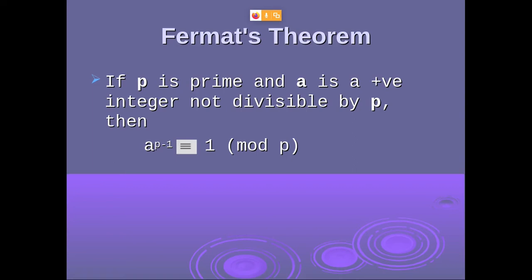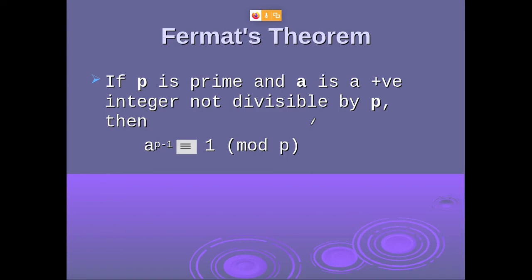So if p is a prime number, and a is a positive integer not divisible by p, then a to the power p minus 1 is congruent to 1 mod p. a to the power p minus 1 is congruent to 1 mod p. That is Fermat's theorem.